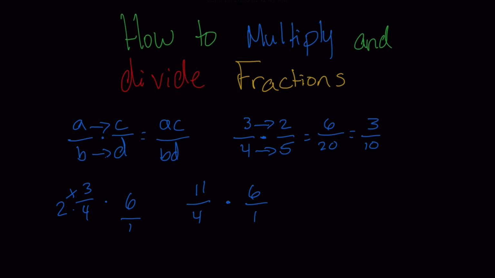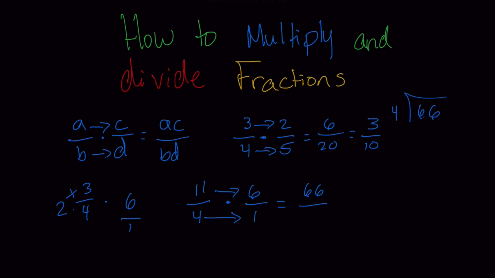And now I follow my process again of multiplication of fractions. Numerator times numerator, denominator times denominator. 11 times 6 will give me 66. 4 times 1 will give me 4. So I get 66 over 4. But I'm not done. I need to simplify my fractions. How many times can 4 go into 66? Well, we can set this up as division.